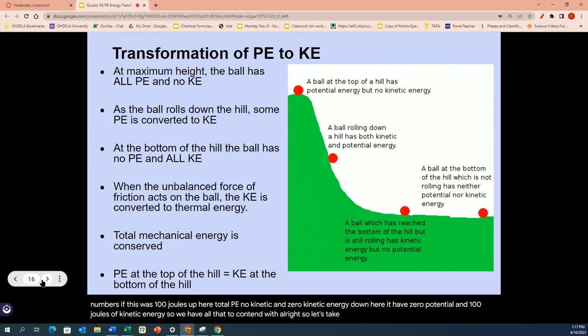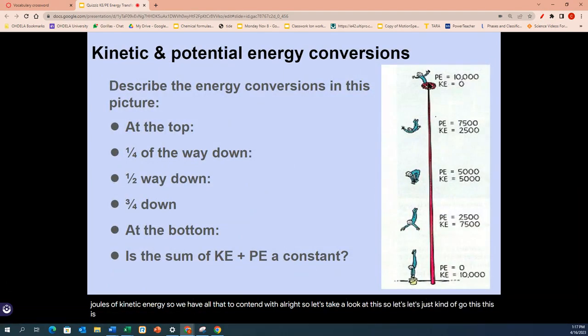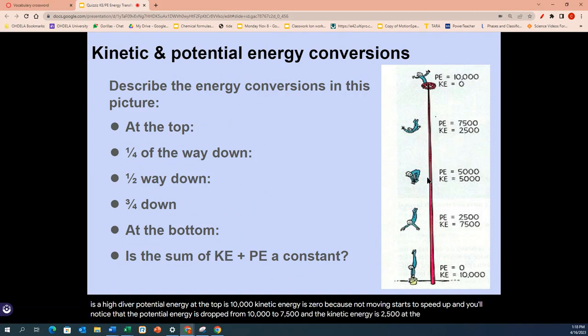All right, so let's take a look at this. This is a high diver. Potential energy at the top is 10,000. Kinetic energy is 0 because it's not moving. Starts to speed up, and you'll notice that the potential energy has dropped from 10,000 to 7,500 and the kinetic energy is 2,500. At the halfway point, they're equal: 5,000 and 5,000 still equals 10,000 because of conservation of energy.